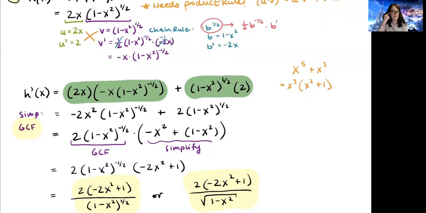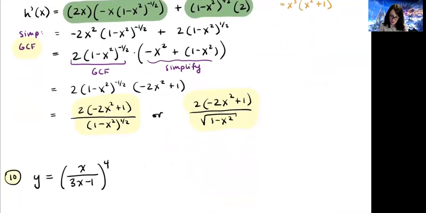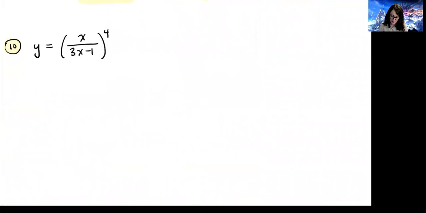This is hard stuff. Definitely so many steps. Practice, practice, practice makes perfect. So do some practice problems to get better if it's a little bit difficult right now. I know you can get good at this if you do some practice problems. So I'd like to share one more example with you, example number 10.